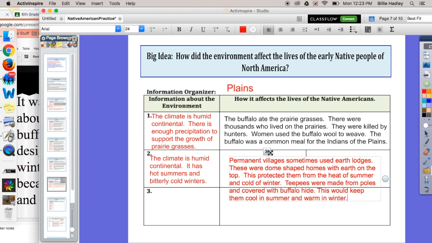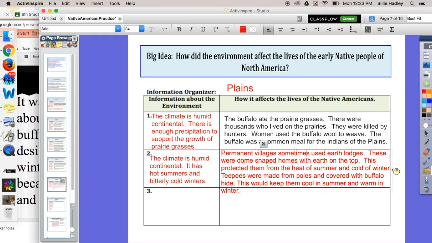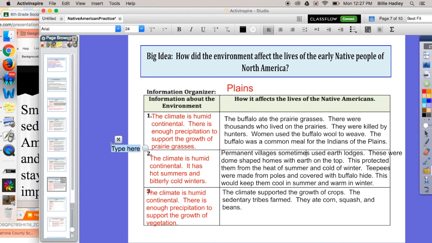So my emphasis this time was the climate, that they have hot summers, cold winters, and so I supported that, and these two house examples supported it perfectly. So I'm going to look for a third one, and I'm actually going to fill in the third one and then show you where I found it. For the last part, as I said, I already found it, and I put it in just to save some time. I actually copied the same climate information and just changed it a little bit from grasses to vegetation.